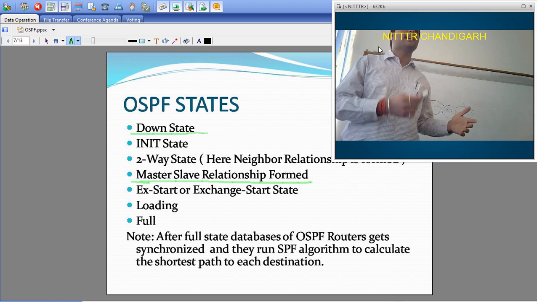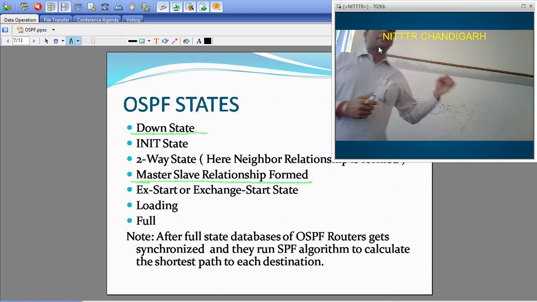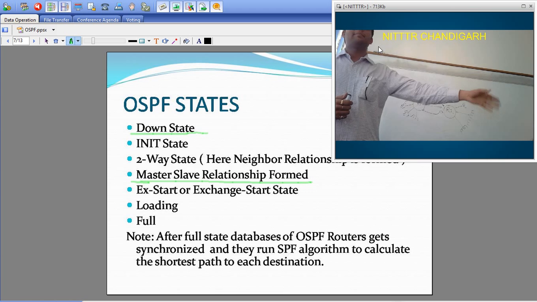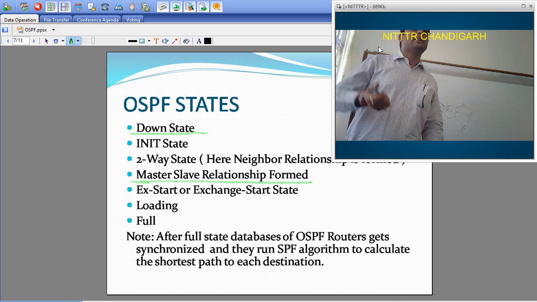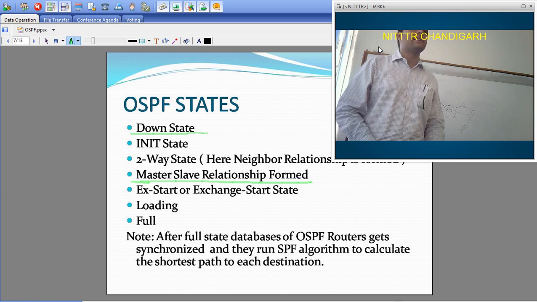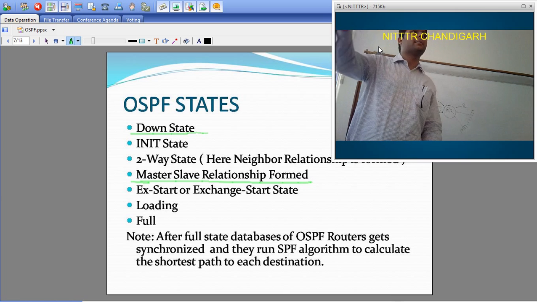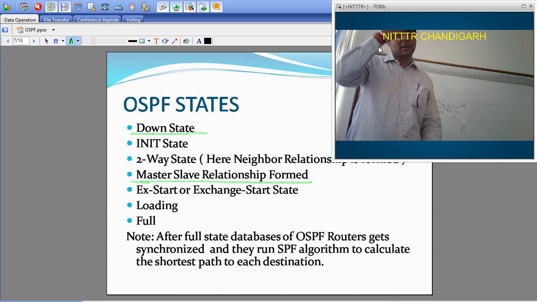Exchange start करेंगे. X start और exchange start one and same. आपने डीवीडी भेजा, पहला जो पहले डीवीडी भेज रहा है, that he will become the master. जो बाद में डीवीडी भेज रहा है, वो will become the slave. ऐसा इसमें कुछ मास्टर और स्लेव ऐसा नहीं है. जिसने पहले भेजा is the master, जिसने बाद में भेजा is a slave.